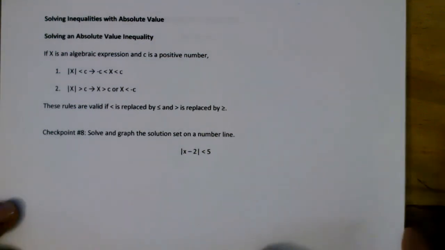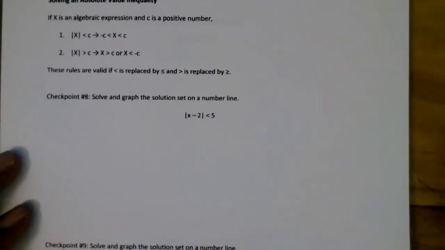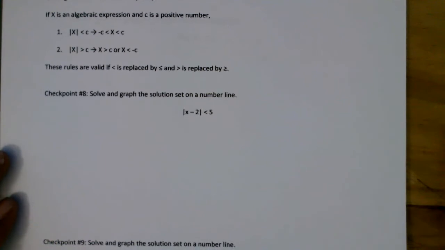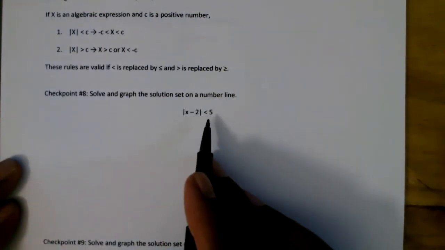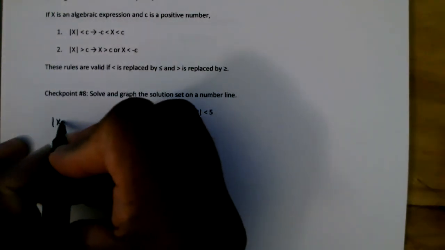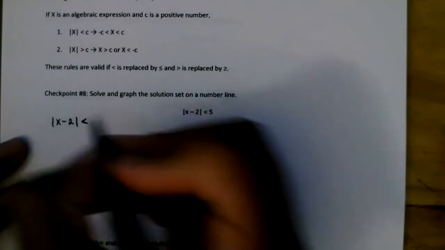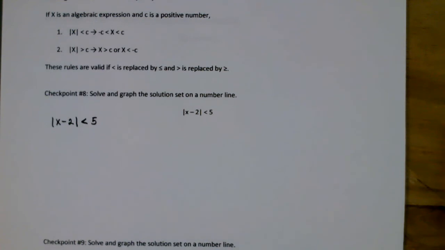So let's see what I mean by this when we do a few examples like this one. Here we're going to solve and graph the solution set on a number line. Here we've got the absolute value of x minus 2 is less than 5, not less than or equal to, just less than.